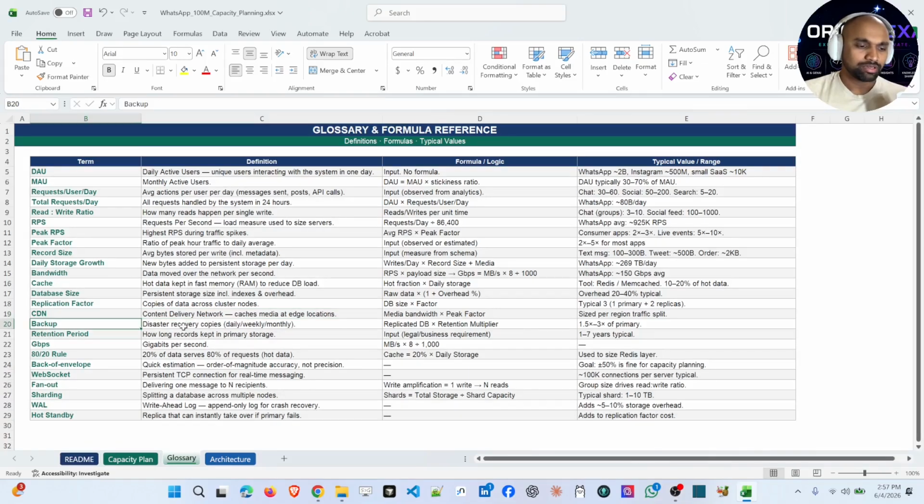And backup, we need to consider backup for disaster recovery. If something goes wrong at the primary location, we need to switch back immediately to the backup location. Whether it is daily, weekly, or monthly, how we are going to do the backup depends upon the importance of the data. Replicated DB times retention multiplier, that is 1.5 to 3 times the primary. That is the backup. The retention period is how long the records are going to be kept on the server. Usually for a WhatsApp kind of application, 1 to 7 years is typical. After that, the data and metadata will be removed.